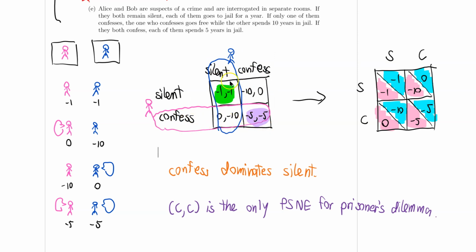So even though remaining silent for both players is the better outcome for society, by the principle of domination and by the Nash equilibrium, the theory suggests that both players will end up confessing, because confess dominates silence, and confessing for both players is the only pure strategy Nash equilibrium for this game.